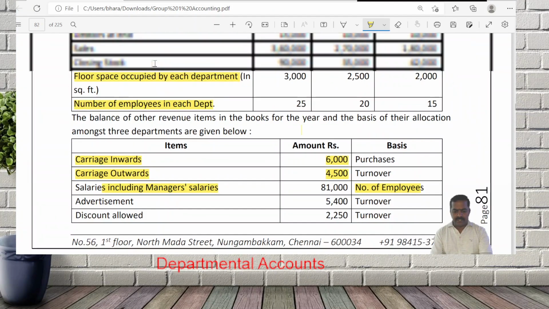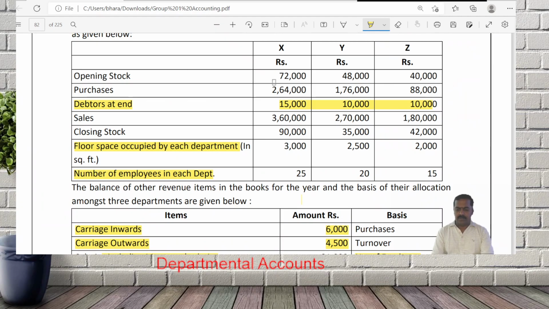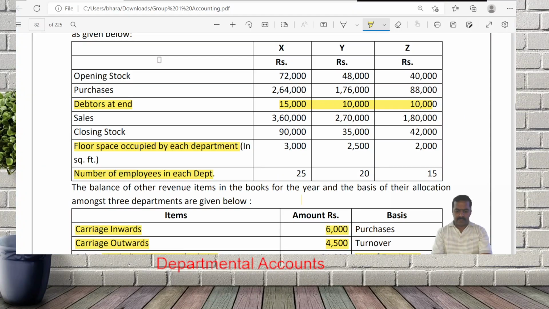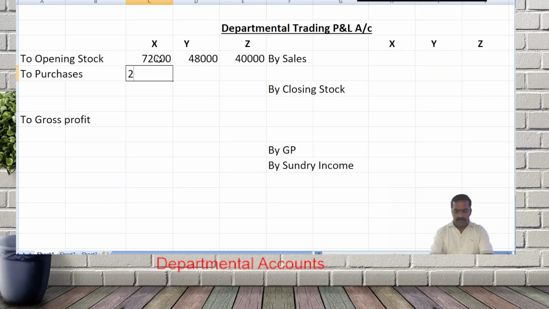Tell me the opening stock value. 72,000, 48,000, 40,000. Purchases: 2,64,000, 1,76,000, and 88,000.